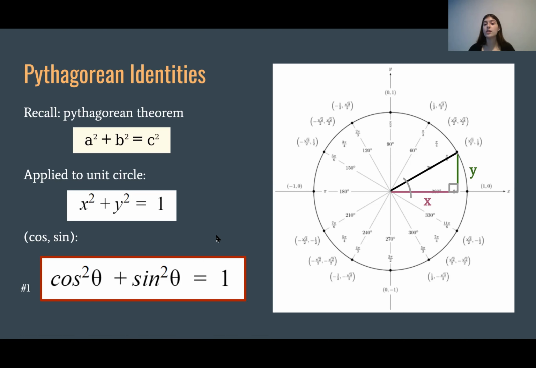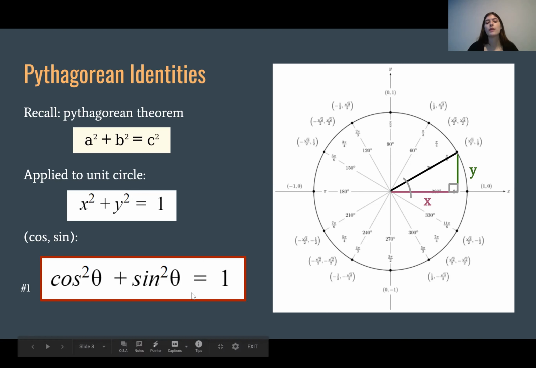So intuitively, you guys already knew this one too, right? Because you already knew the Pythagorean theorem. All we had to do was take it a few steps further and actually apply it to plugging in trig function values and applying it to the unit circle as well. So that's our first Pythagorean identity, all right? Make sure you write this one down. Cosine squared theta plus sine squared theta equals 1.